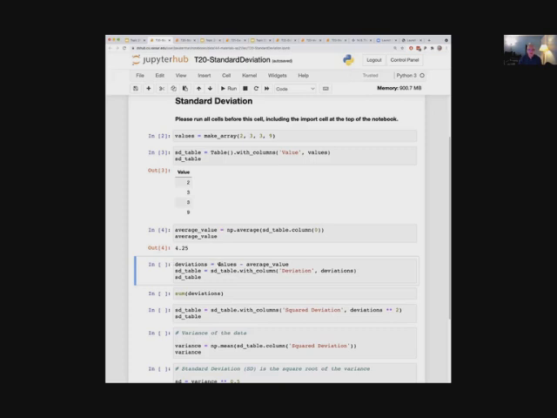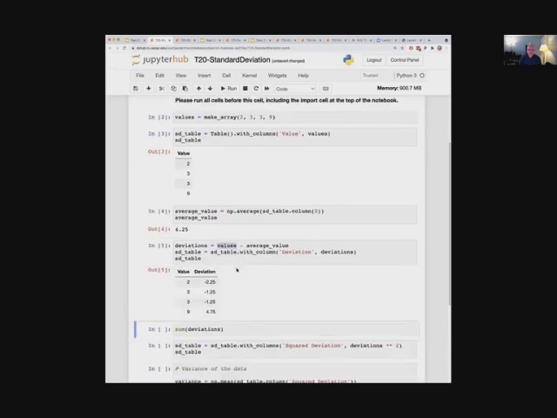If we have the average value and we subtract that from the value, that gives us, for each data point, how far we are away from the average. If we take a look at that, values that are smaller than the average will show up as negative. In this example, our average is 4.25, and this value 2 is negative 2.25 units away from the average.